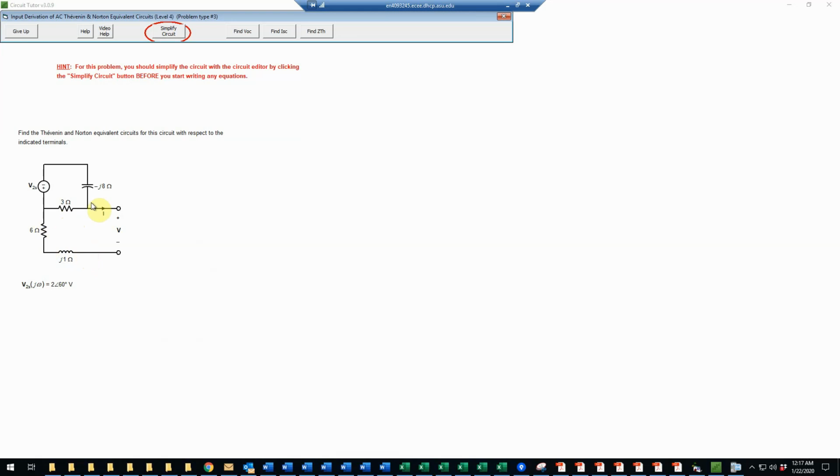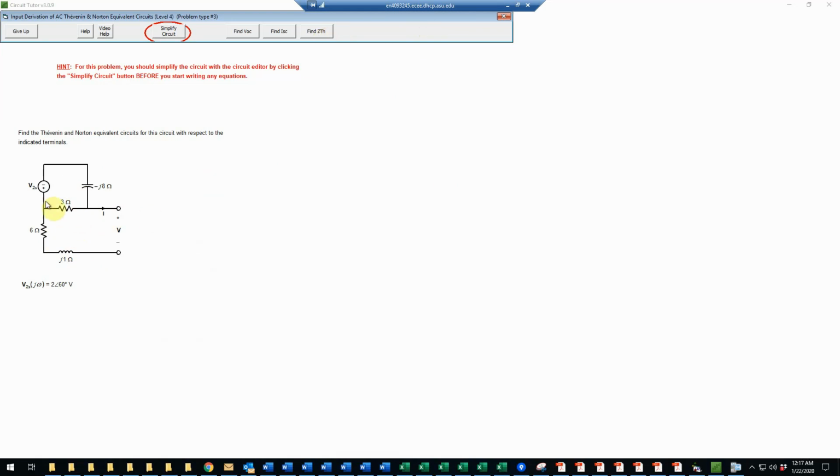So that would be a way of finding VOC, or we could click on find ISC, in which case it'll automatically put a short across here for you. In that case, the ISC would point down consistently with this direction of I. And then you'd probably have to do a mesh analysis to find ISC. And that might be a little bit more complicated. Or you could use nodal analysis also. You'd have your choice of methods here. It would allow you to do either mesh or nodal analysis, although I'd probably be inclined to do a mesh analysis there. And then lastly, you could also find the Thevenin impedance directly.